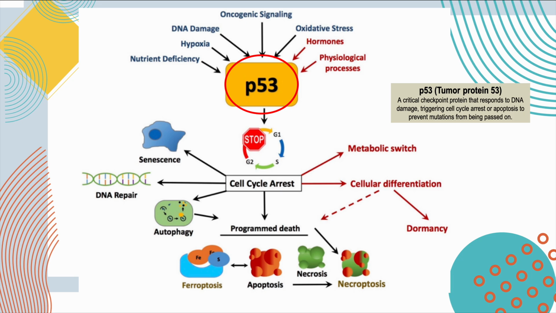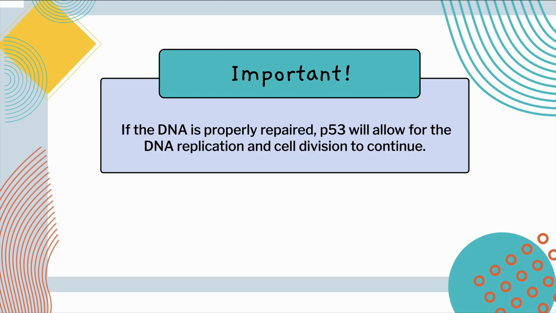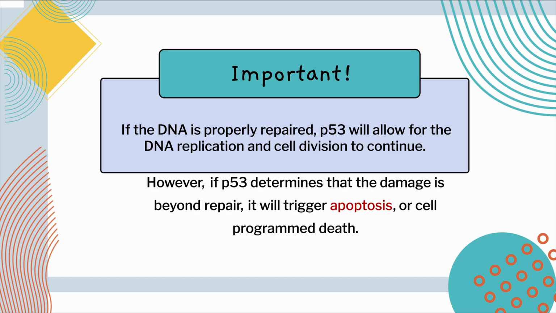It is a critical checkpoint protein that responds to DNA damage, triggering cell cycle arrest or apoptosis to prevent mutations from being passed on. It's very important to know that if the DNA is properly repaired, P53 will allow DNA replication and cell division to continue. However, if P53 determines the damage is beyond repair, it will trigger apoptosis, or programmed cell death. Let me give you an example. When your skin peels off, it's because of apoptosis. So you're actually witnessing P53 at work.